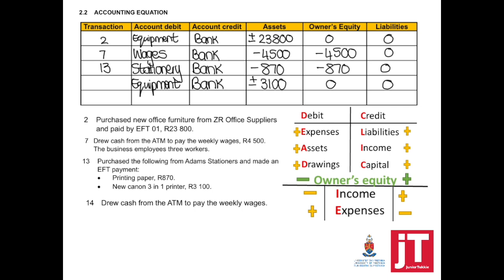On day 14, drew cash from the ATM to pay the weekly wages. So on day 14, bank is credited. From the CPJ, bank is always credited. The rest is debited. And then we're going to show minus 4,500 assets, minus 4,500 owner's equity. I cannot have a minus on this side of the equation and a plus on that side. Then it's not going to balance. So make sure that you get these small things right, and then you can get 100% for this so easily.